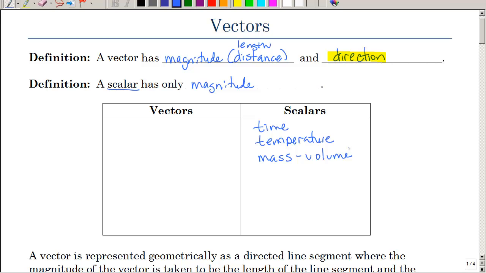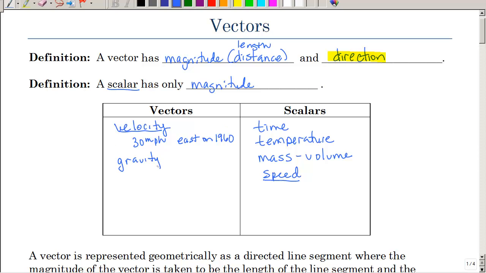Well, a vector, probably the biggest example, would be velocity. Now that's different than speed, although in the everyday world people use those interchangeably. Speed is a scalar, it just tells you how fast you're going. Velocity is how fast and in what direction. For example, I'm going 30 miles an hour east on 1960. That would be a velocity.